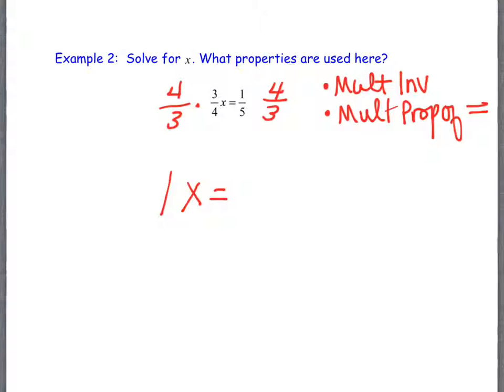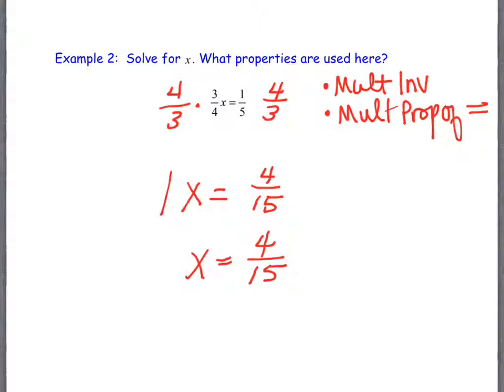What do I get on the right? What is 1/5 times 4/3? 4/15. There's not a property in that per se, but there is one more step. Right now this says 1x equals 4/15, which is never how we write this. How do you usually write it? x equals 4/15. Now why in the world do we not have to put that 1 there?